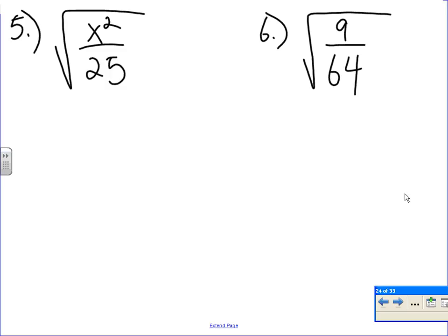This one, leave as a fraction. Square root of x squared over square root of 25. Don't change it to multiplication, it's division. Yeah, but you have your answer as 25 times x. It should be x over 25, because this is square root of x over square root of 25.